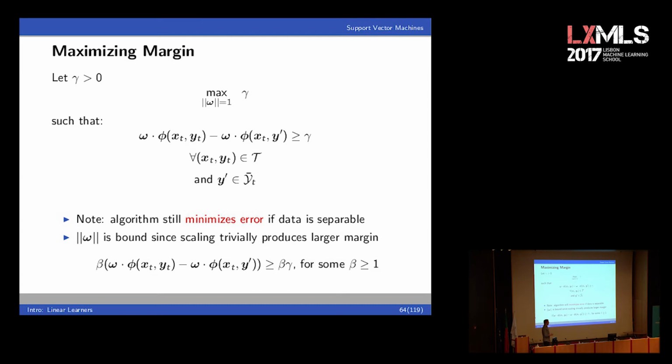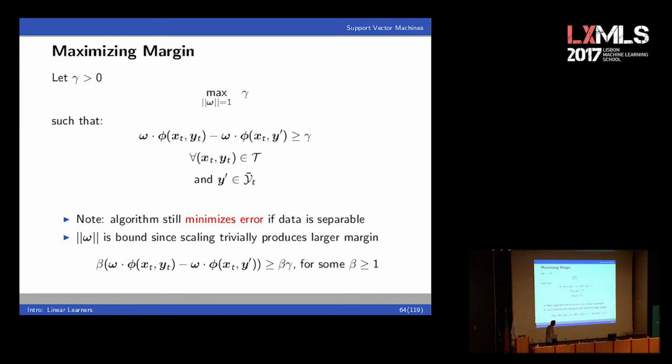So if we start out formalizing the objective for the support vector machine, so what I just said, we make this formal. We say we want to maximize the margin for a model that is defined by a weight vector W, whose length is set to 1.